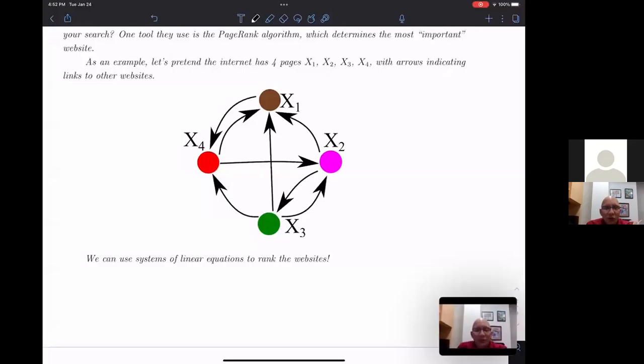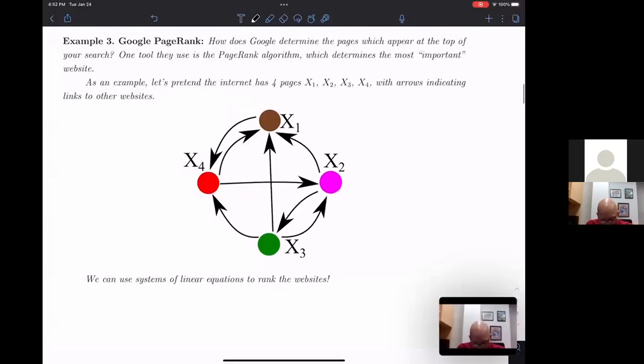Hey folks, so this is example 3 from the section 1.1 notes, and I sort of started doing some parts of it, but I want to take a little more time to explore this Google PageRank a little bit more. And let's see if your predictions were right. So in class, we predicted that the first website, X1, was going to be the most important one.